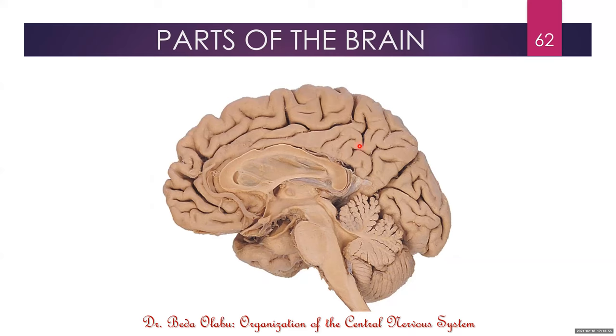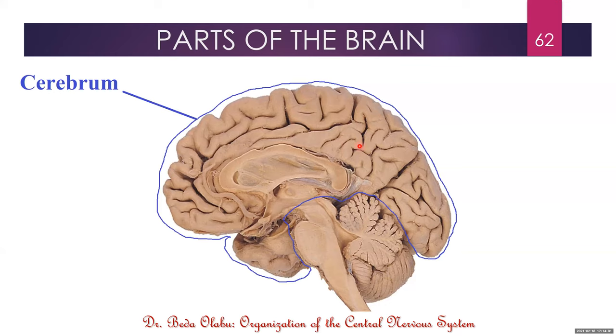So this is how the brain looks. We describe the brain as having three parts. That big part outlined by that, which color is that one now? I don't know if it's purple or blue, violet, whatever it is. So this outline there, this big part is what we call the cerebrum. The one outlined by red is the cerebellum. So this is cerebellum.